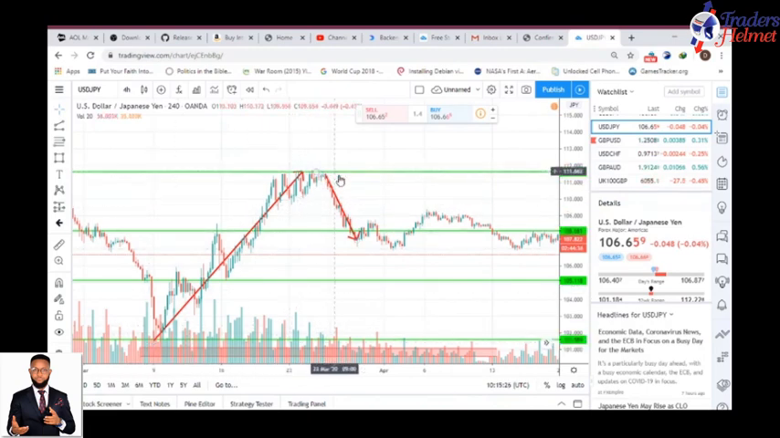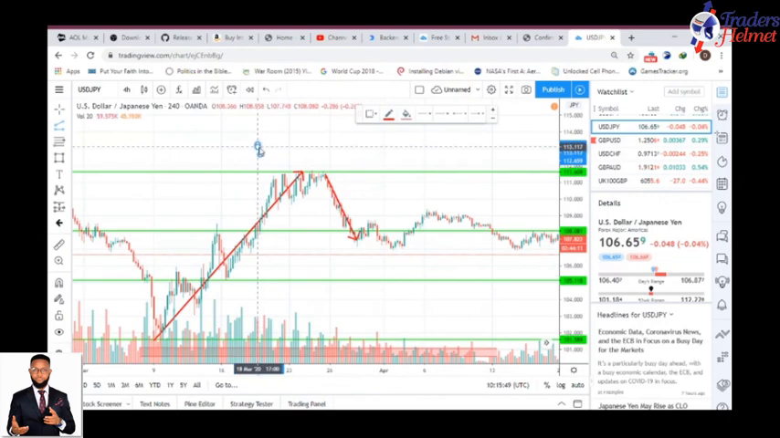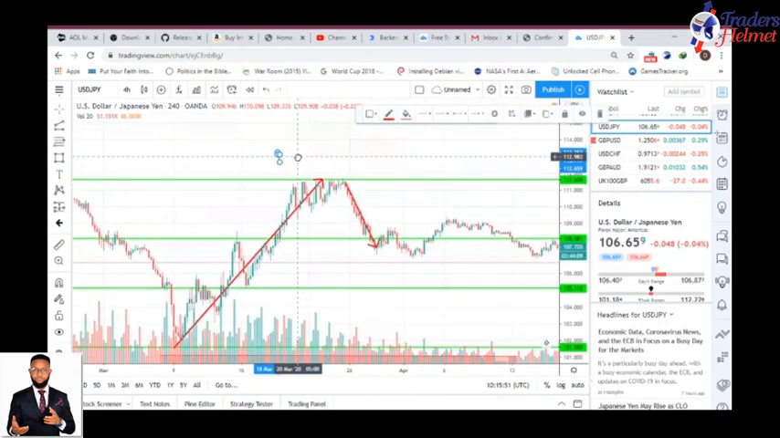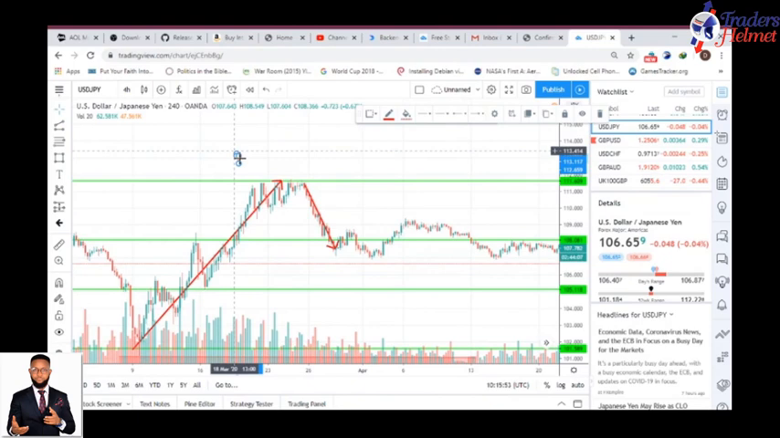Let me stretch it out. Okay, so this is your stop loss. So your stop loss is above. This is your entry price, your stop loss above. So that is how you take a trade using support and resistance.